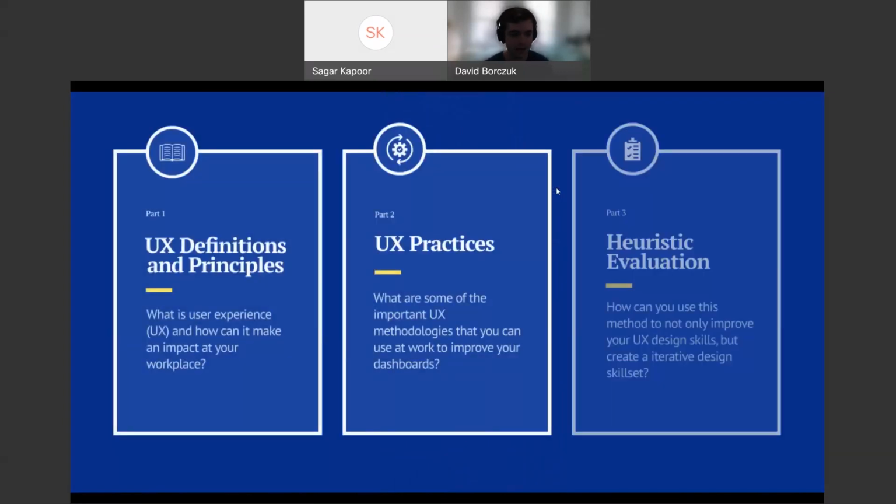So the agenda for today, we have 3 parts. Part 1, we're going to go over some UX, and UX stands for user experience, definitions and principles. What is user experience and how can it make an impact at your workplace? And then we also have part 2, UX practices. What are some of the important UX methodologies that you can use at your work to improve your workflow? And then finally, we're going to learn something about heuristic evaluation. How can you use this method in order to iterate and improve your designs?